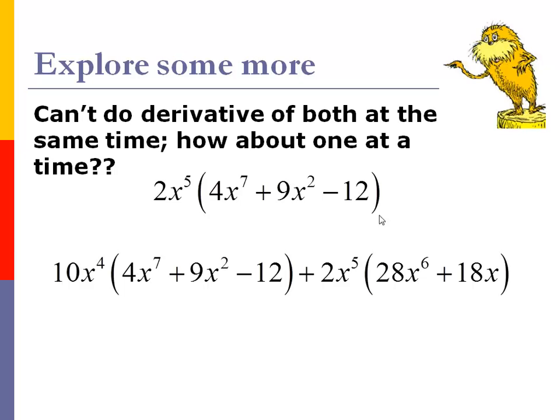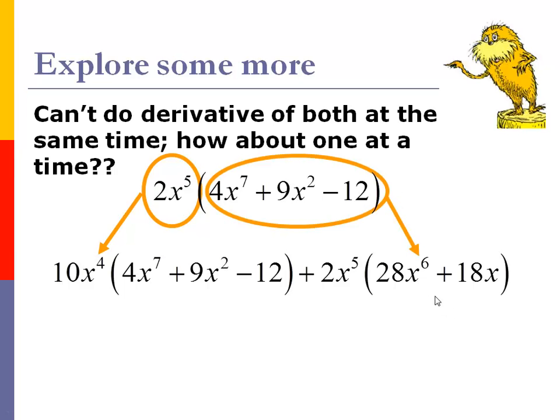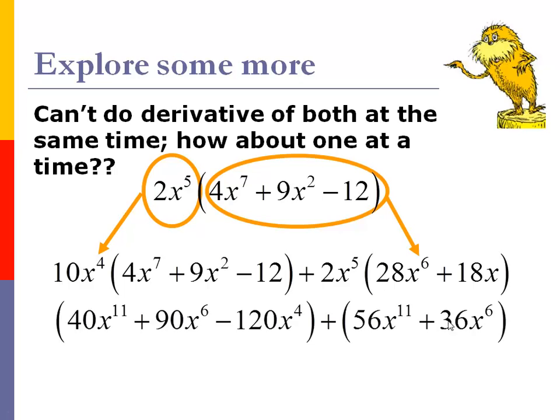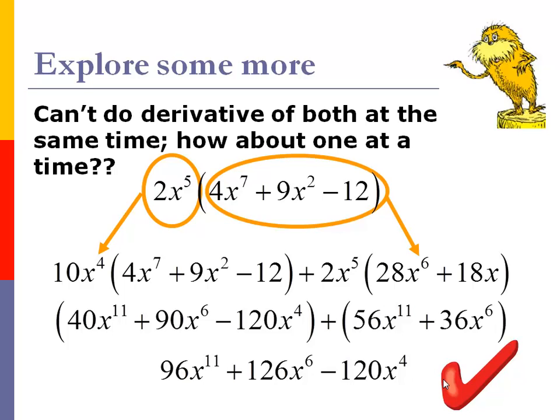Well, what would happen if I did them one at a time? If I took the derivative of the 2x to the fifth, leaving the other guy alone, and then I do the derivative of the inside part of that parentheses, that's where that 28x to the sixth comes from, but leaving the 2x to the fifth alone. So I'm doing the derivative of one at a time. It looks kind of complicated, but if we multiplied through 10x to the fourth and the 2x to the fifth, and then combined like terms, wait a minute, that checks.